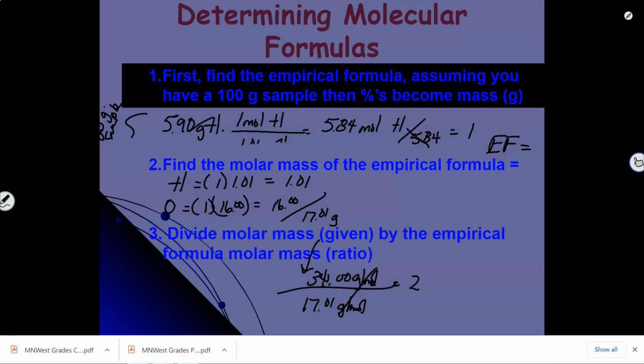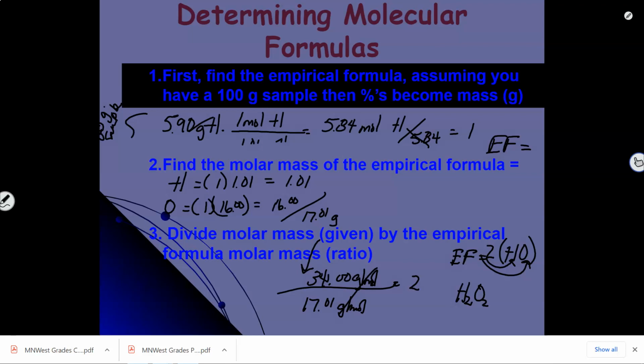Okay, so here's what we do. We take the empirical formula, which we had was HO, and we take it times 2. So what we would do is multiply the subscripts down below. If I did that, I would get H2O2. That would be called hydrogen peroxide. So that would be our molecular formula for this compound.